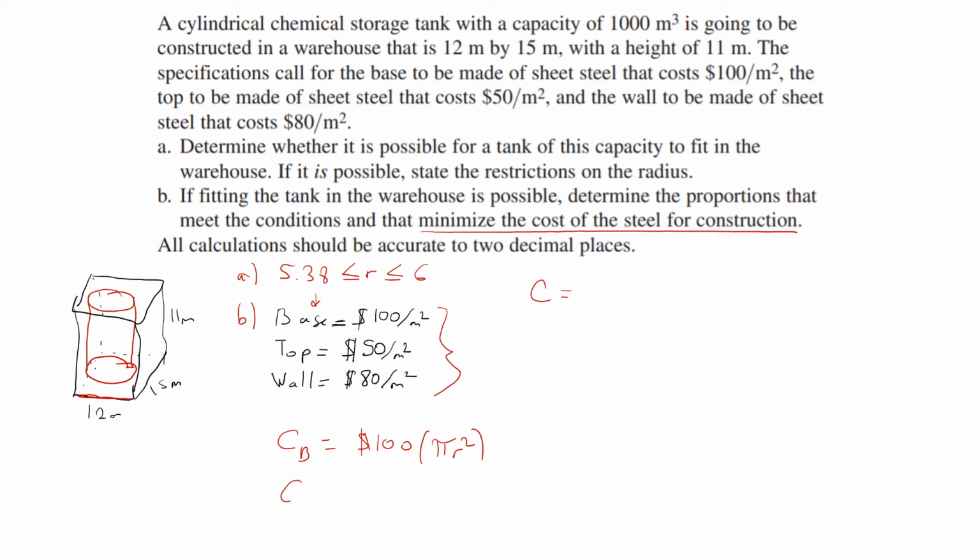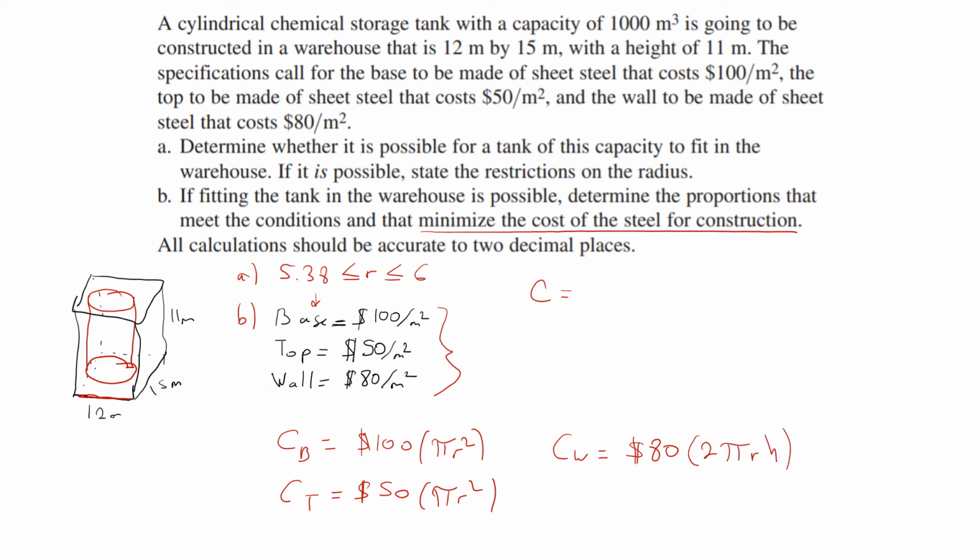So now for the cost for my top, I know it's $50. So same thing, the area is going to be the same. So I'm going to put $50 pi r squared. And for cost for the wall, that's where the area differs, but it's going to be the same thing. So cost for the wall is $80, where I'm going to multiply by the formula given for its side, which is 2 pi r h, right?